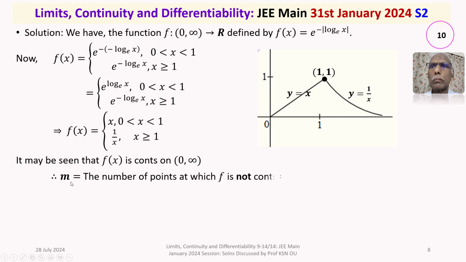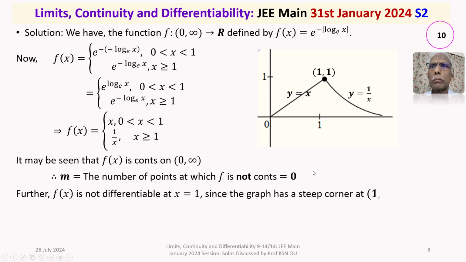And m, the number of points at which f is not continuous, is 0, because this is continuous on the whole of 0 to infinity. Right? And further, f(x) is not differentiable at x equal to 1 because the graph has a sharp corner at (1, 1). When you have sharp corners in the graph, then differentiability will be lost at that point.